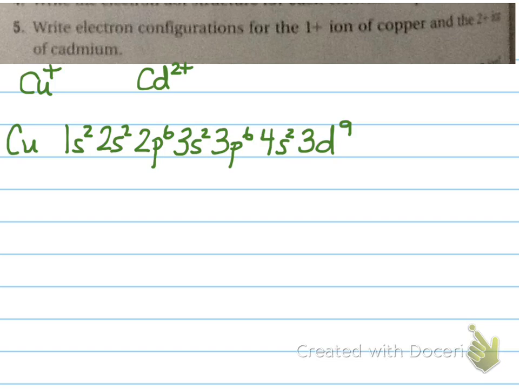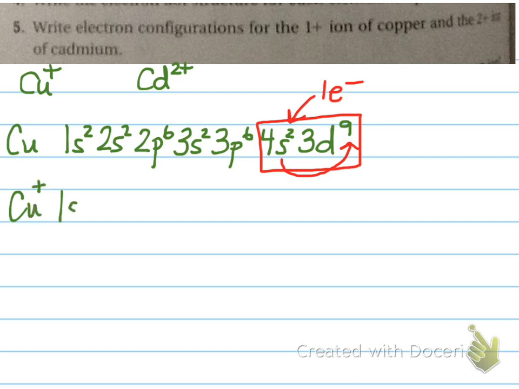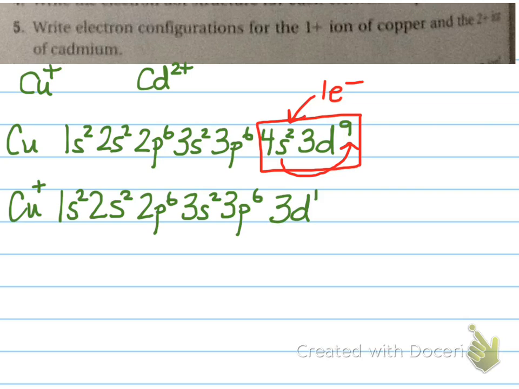So the issue is when copper loses one electron, it is actually better for copper to lose one electron from here, and then this electron that's left jumps up here, and that happens because these two orbitals are so similar in energy, so that this 3d ends up full. So the electron configuration for copper with a +1 charge, where it's lost one electron, is 1s2, 2s2, 2p6, 3s2, 3p6, and then 3d10.